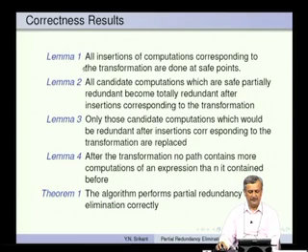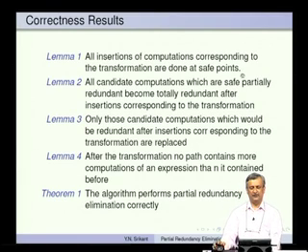Lemma 1 says all insertions of computations corresponding to the transformation are done at safe points. So, by definition of that insert and insert ij etc., we always use spant in, spant out etc., and spav in, spav out. So, that means the transformations are automatically carried out at safe points. This is the intuitive explanation.